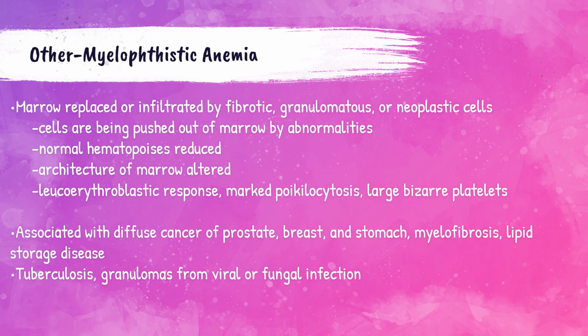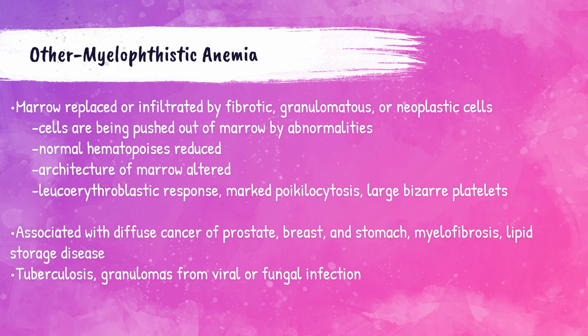So one of these is myelophthisic anemia, which is an anemia where the marrow is infiltrated by fibrotic or granulomatous cells or neoplastic cells, which are cancerous cells. So this can occur in certain cancers, so cancer of the breast, stomach, and prostate tissues. It can also occur with something called myelofibrosis, which is a cancer of the bone marrow itself. Patients with tuberculosis or those with certain types of viral or fungal infections can also develop this.